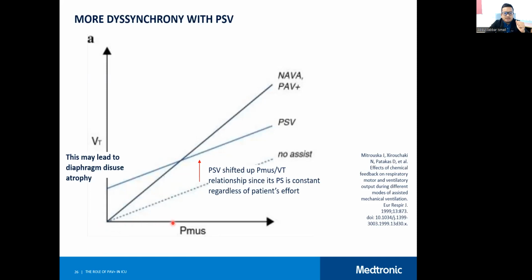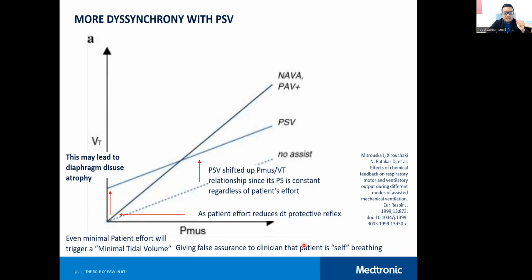Another way to explain this is that PSV actually shifts up the PMUS over VT relationship. When the patient effort increases, the tidal volume response also increases. This relationship is shifted up because pressure support is constant regardless of patient effort. So as the patient effort reduces due to the protective reflex, even minimal patient effort will trigger a tidal volume. It will give false assurance to the clinician that the patient is spontaneously breathing well, but in actual fact the patient just gives a little bit of effort and already gets the volume. This may lead to diaphragm disuse atrophy.